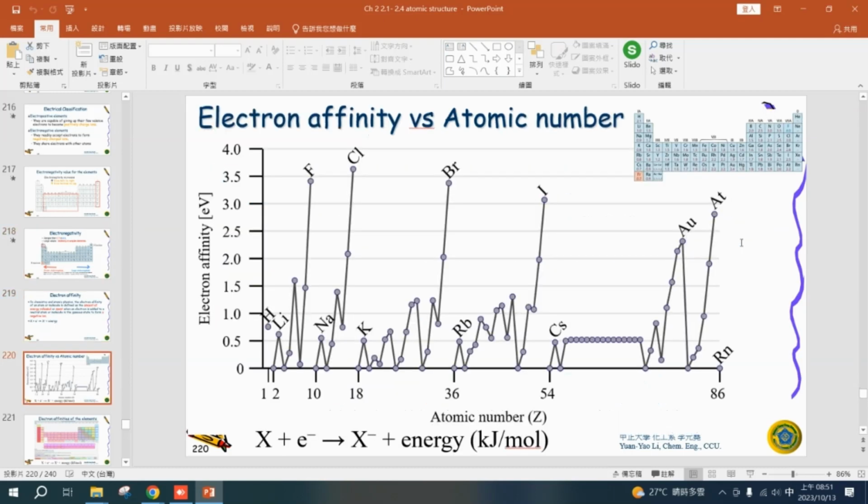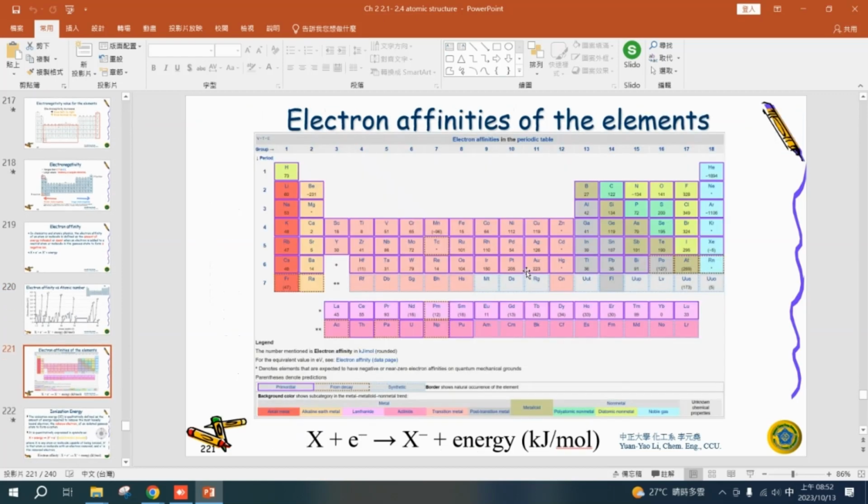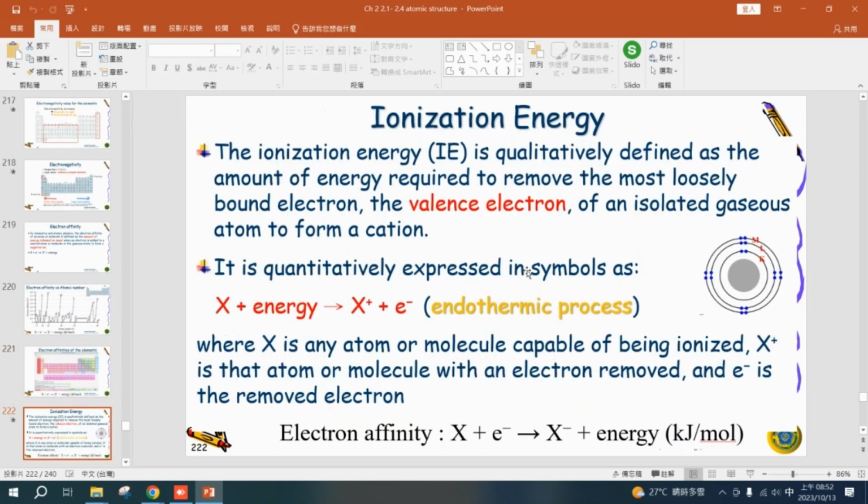The third one is called electron affinity. The definition of electron affinity is that you have a neutral atom, and you receive one electron. Once you get the electron, you will become an ion, and there is energy involved. So this is also a trait for you to understand. But there are no strict rules for this case, so I don't want to put more effort on this trait. The last one is called ionization energy.